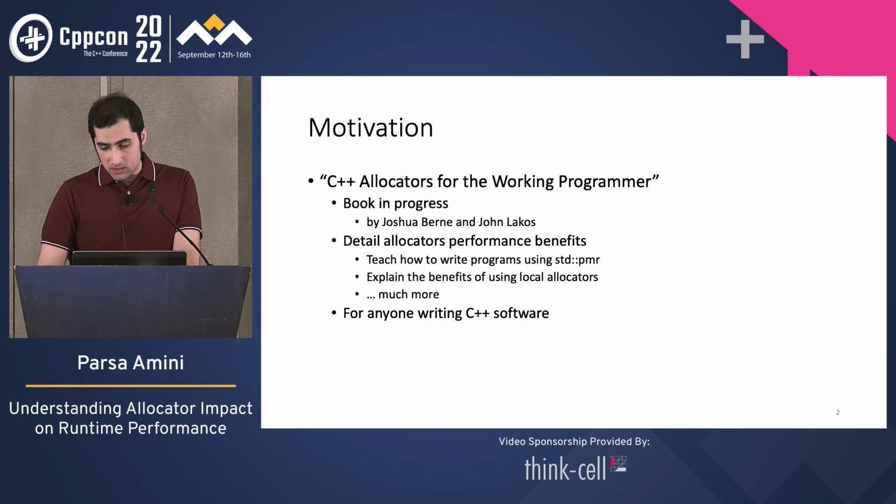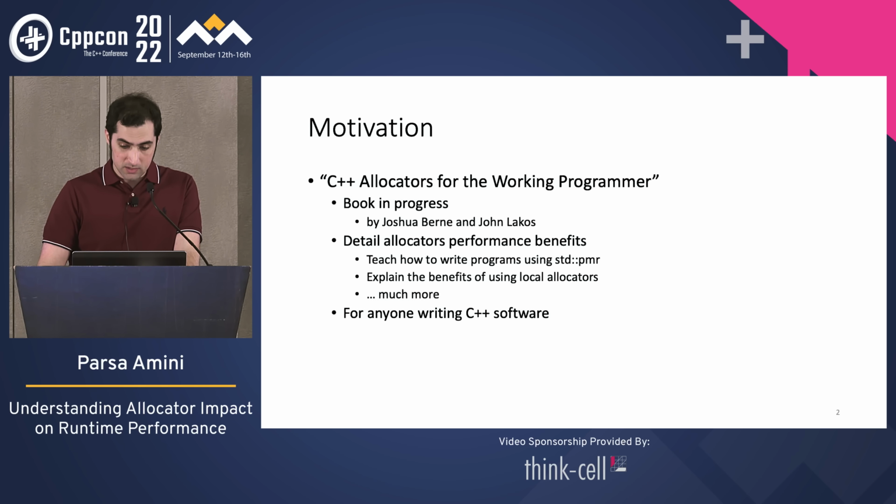The book I'm talking about is the book that is currently being written by Joshua Byrne and John Lakos at Bloomberg. It is titled C++ Allocators for the Working Programmer. And it is where you can learn everything about allocators. It would explain how allocators improve performance. It teaches how to write programs with allocators. It explains what the benefits of local allocators are. And it's geared towards all levels of C++ programmers, all audience. Anyone writing C++ software would benefit from it.